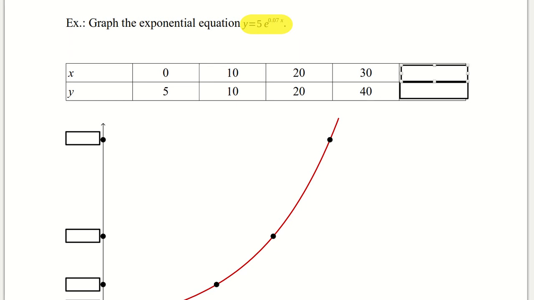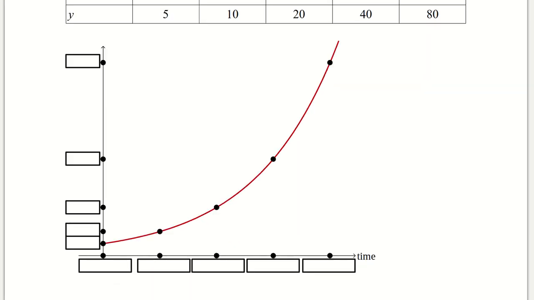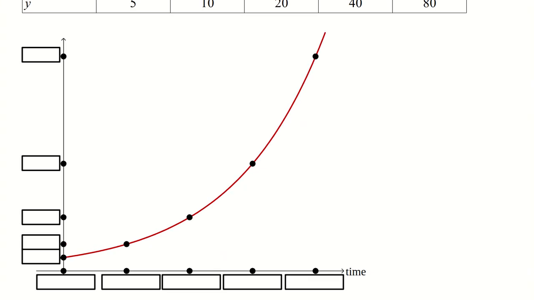And another 10 years after that, the height has doubled to 80. So we're picking out the pieces, the important parts of this exponential equation. Now let's graph it. So on this graph, let's see if I can get everything on here at once.